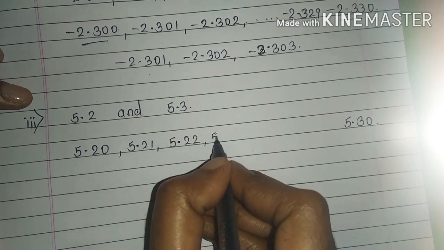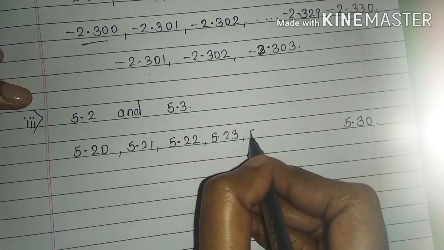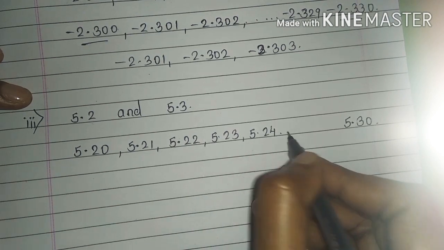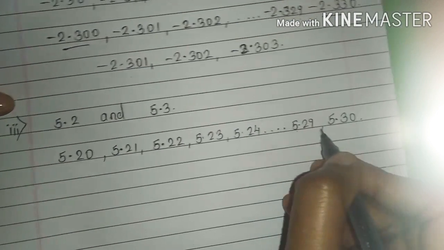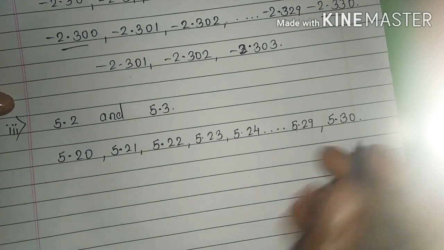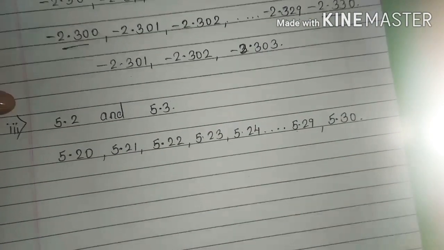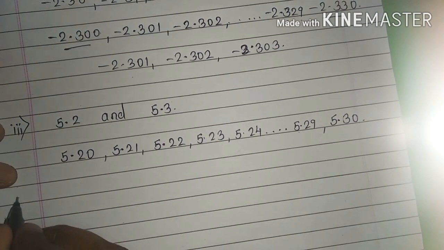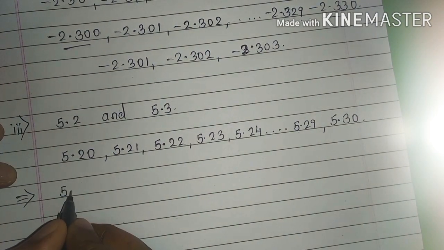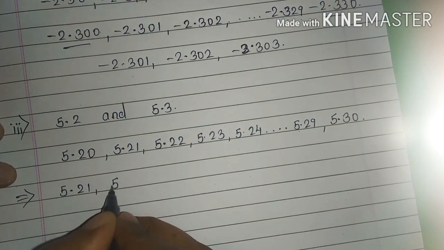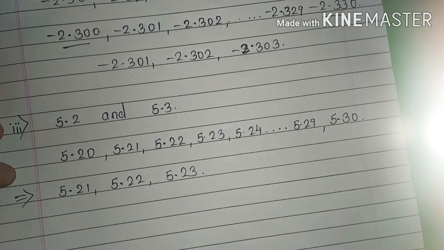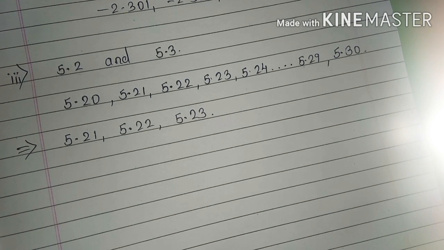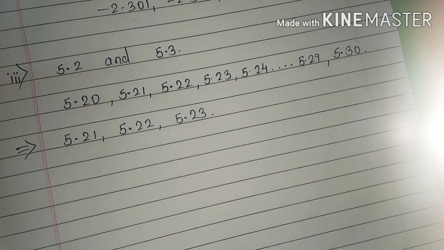5.22, 5.23, 5.24, and so on up to 5.29, and after 5.29 it will be 5.30. So among these you can write any of the three numbers. For example, I am writing 5.21, 5.22 and 5.23. Okay, now we have seen how to write rational numbers between two numbers.